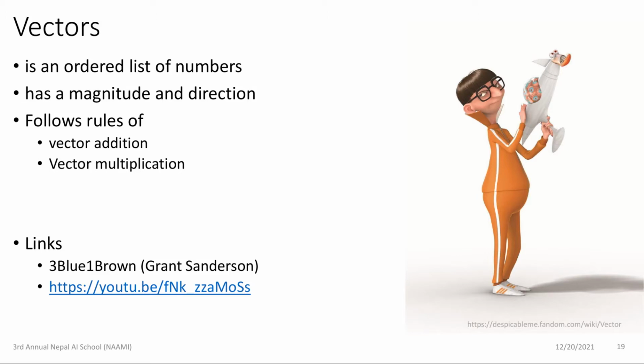So let's now go into what vectors and matrices are. Vectors are simply, like I said earlier, an ordered list of numbers, and we probably already know that they have a magnitude and direction. They represent quantities with some sort of magnitude and direction. So, for example, distance and displacement. Distance is not a vector, whereas displacement is a vector. And they follow rules of vector addition and vector multiplication.